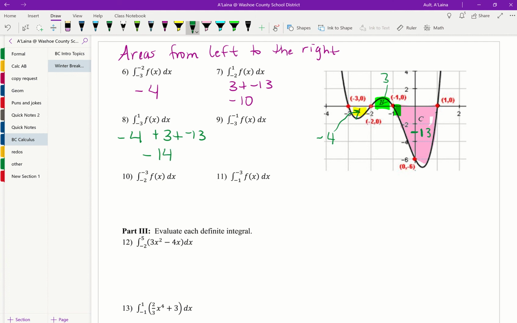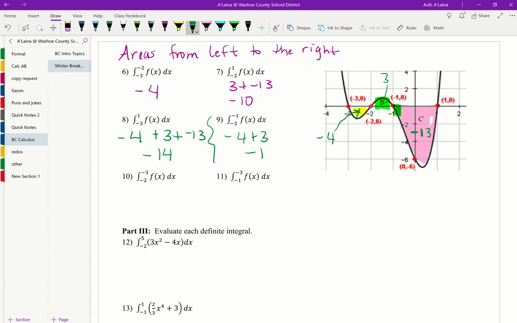Number 9, I'm going from -3 to -1. So I'm combining the yellow and the green, which is an accumulation of -1. Number 10, I'm going from -2 to 3.